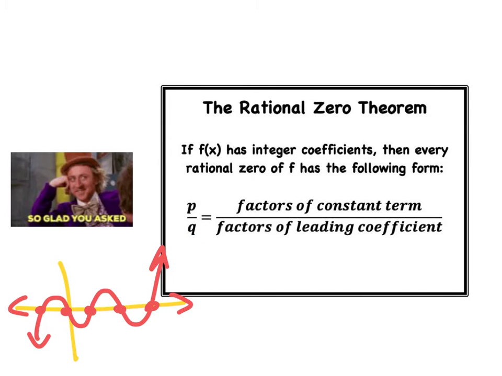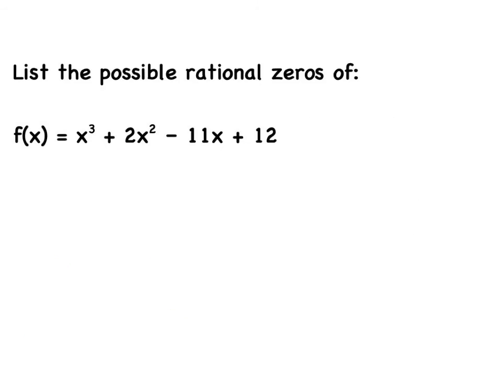Now let's show you what I mean by the list of p divided by q. So my leading coefficient here is 1, and my constant term is 12. So I'm going to begin by looking at 12, and I'm going to list all the factors of 12, okay? That's going to be my list of p.